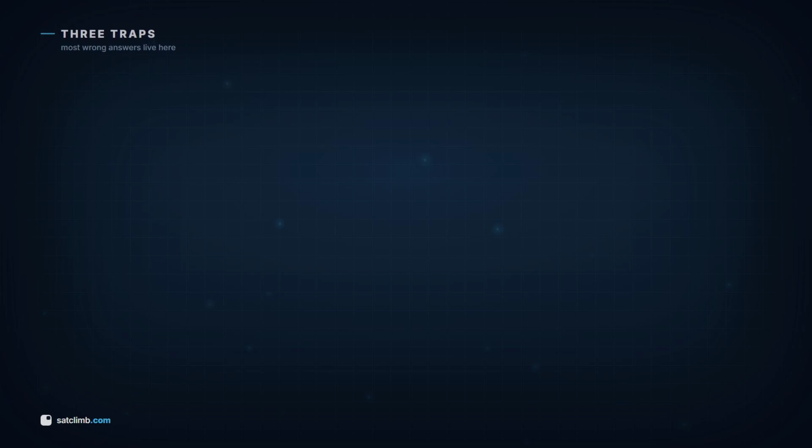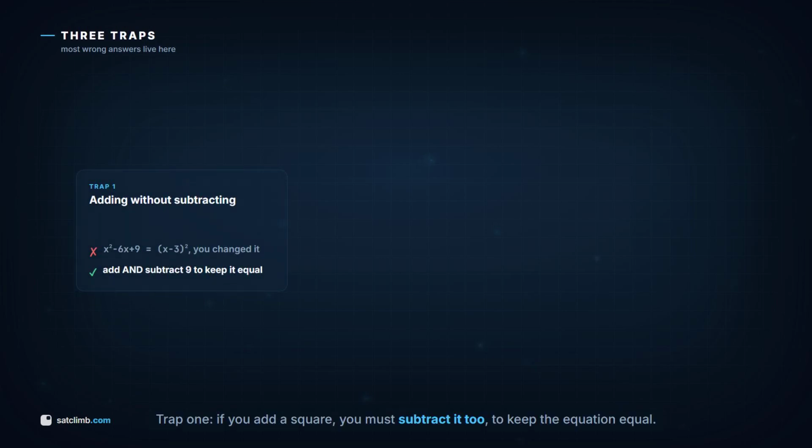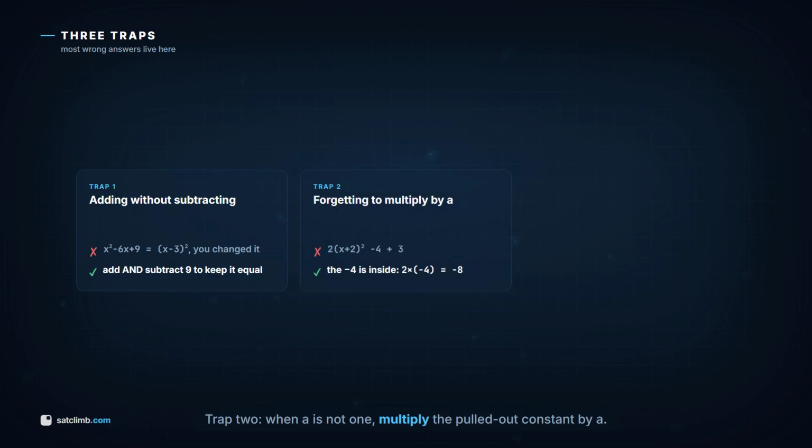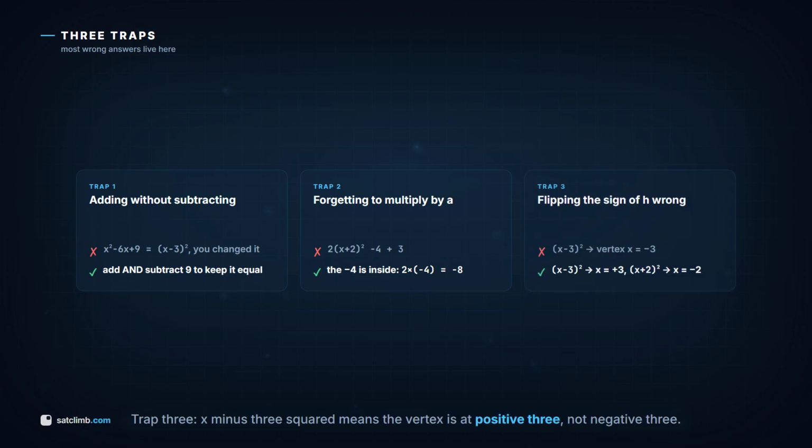Three traps that cost points. 1. Adding a square but forgetting to subtract it. You must keep the equation balanced, add and subtract the same number. 2. When a is not 1, forgetting to multiply the pulled-out constant by a. That minus 4 became negative 8. 3. The sign of h. (x minus 3) squared means the vertex sits at positive 3. (x plus 2) squared means negative 2. Always flip the sign you see inside the parentheses.